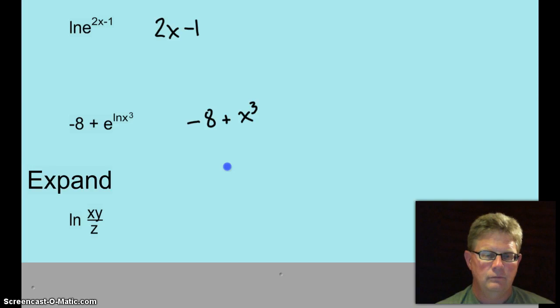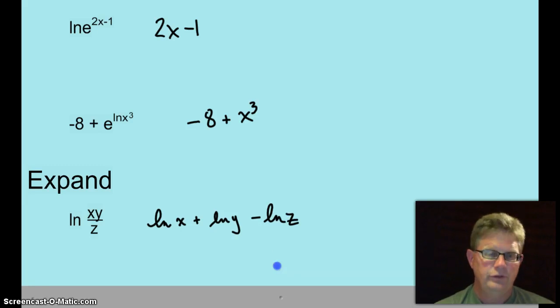Alright, let's expand this, kind of like what we had done on the previous page. The ln of xy over z. Okay, the two factors in the numerator are going to be sums, and the expression in the denominator will be a difference. So this will be ln of x plus ln of y minus ln of z, and I do believe that's all we have for this page. So why don't we just go ahead and move on.